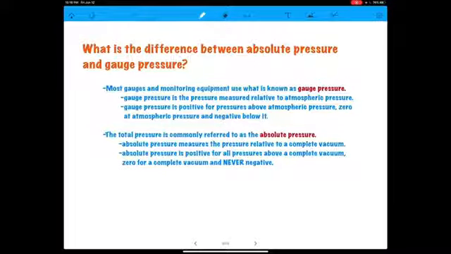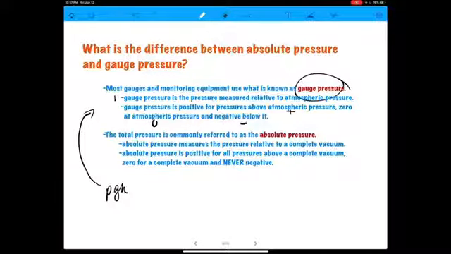Now remember we had rho g h? That was known as what gauge pressure is. Most gauges and monitoring equipment use what is defined to be gauge pressure. Gauge pressure is the pressure measured relative to atmospheric pressure. Gauge pressure is positive for pressures above atmospheric pressure, it's 0 at atmospheric pressure, and it's negative below it.